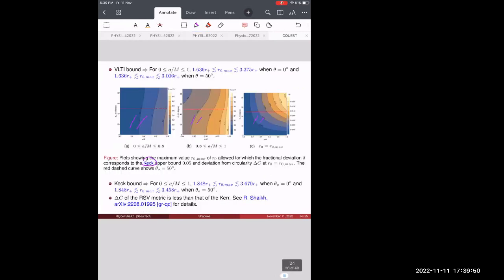And we have done it for the cake bound also, and what we have found is that this deviation from circularity is always less than that of the Kerr black hole. So if the Kerr shadow is consistent with the observed shadow, then the deviation delta C of the RSB shadow will also be consistent with the observed shadow. But right now there is no constraint on this delta C. Probably in future we can get one, and then we can refine our constraint.